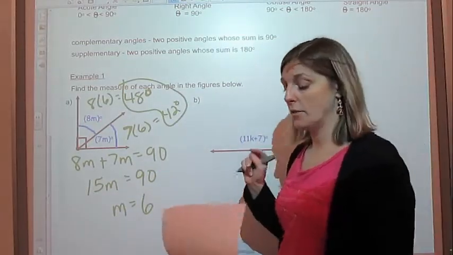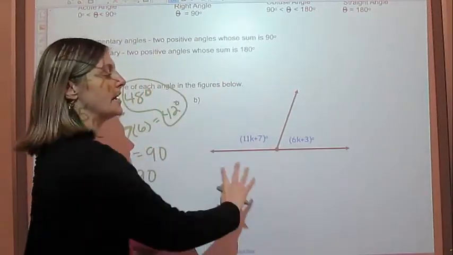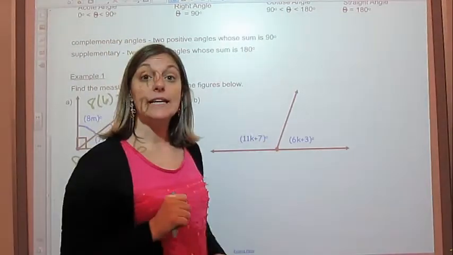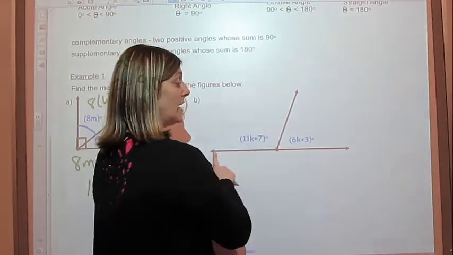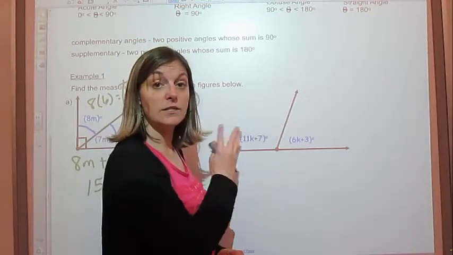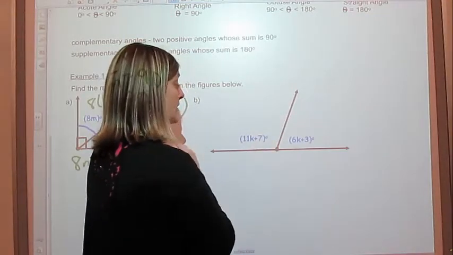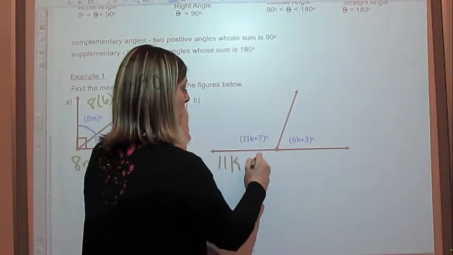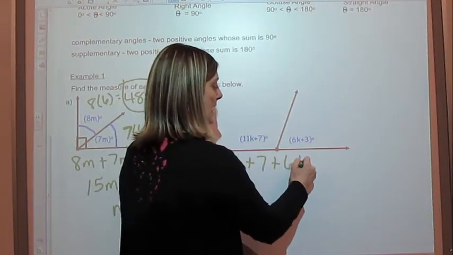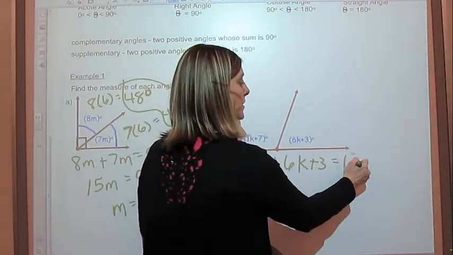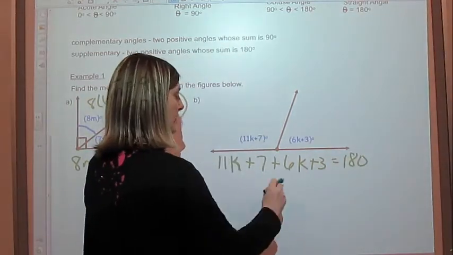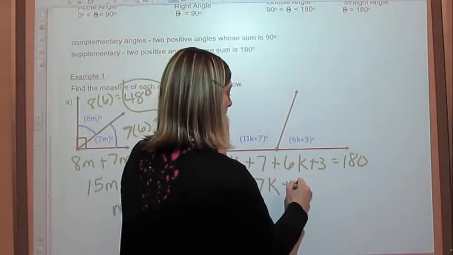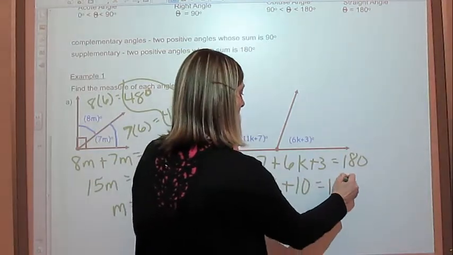Now let's take a look at the second one. Here we have two adjacent angles that happen to be a linear pair because they create a straight line. And remember that a linear pair of angles is supplementary, so these two have to add up to 180. So 11k plus 7 plus 6k plus 3 equals 180. So we have 11k plus 6k, which is 17k. 7 plus 3 is 10, equals 180.